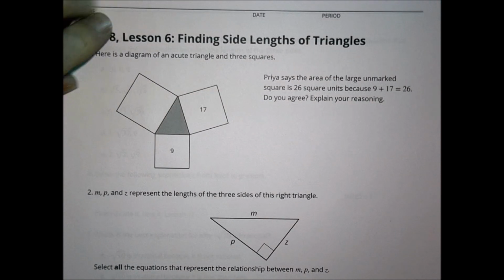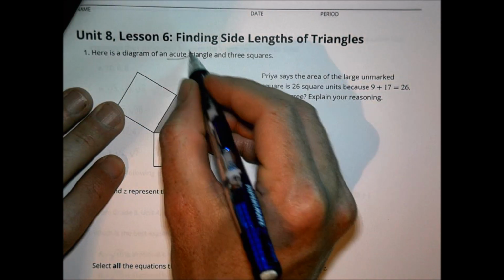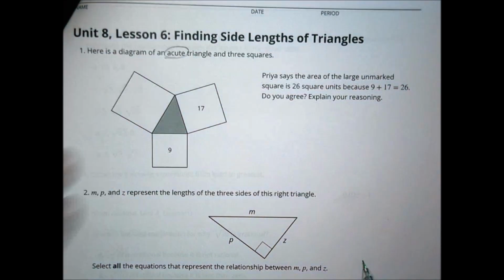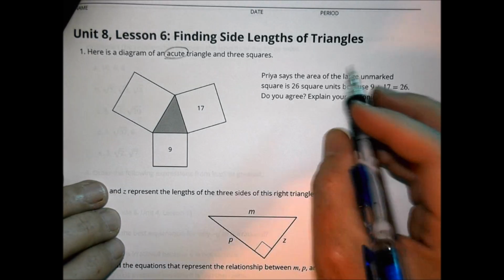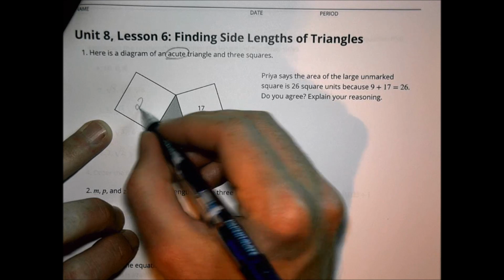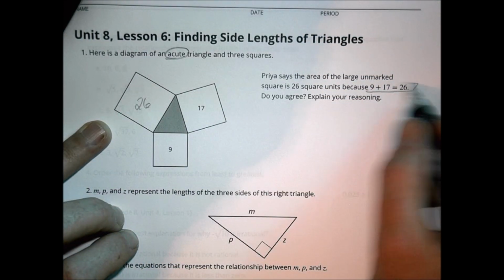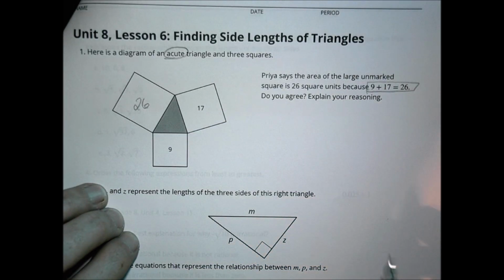Number 1, here's a diagram of an acute triangle and 3 squares. Priya says the area of the large unmarked square is 26. So she says this is 26 because 9 plus 17 is 26. Do you agree? Explain your reasoning.